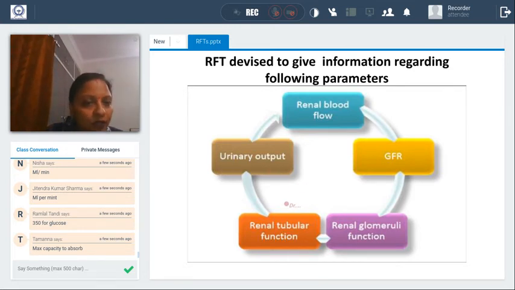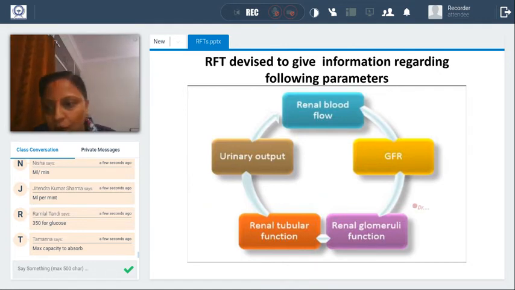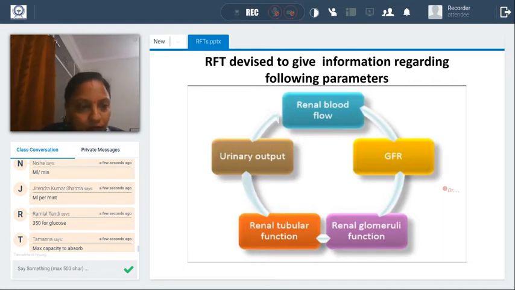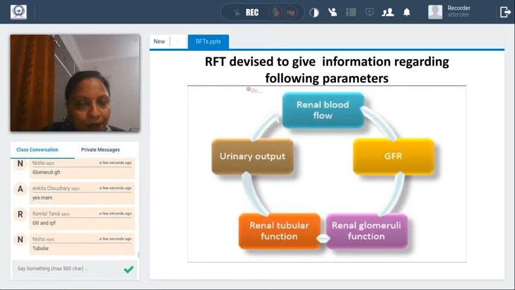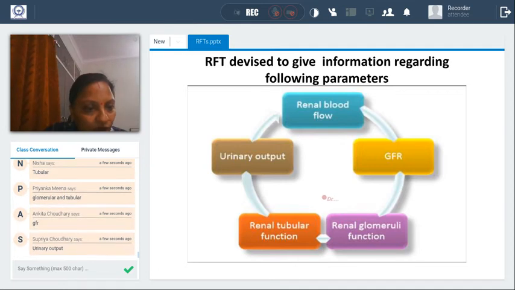So what are the two most important parameters? Please write in the box. Sakshi Rathod and Nisha. Ankita, do you hear me? Ankita Chaudhary. What are the most important parameters for RFT, which give information about which parameters? Okay, first is Ankita, do you hear me? Yes. First is glomerular function and another is tubular function.